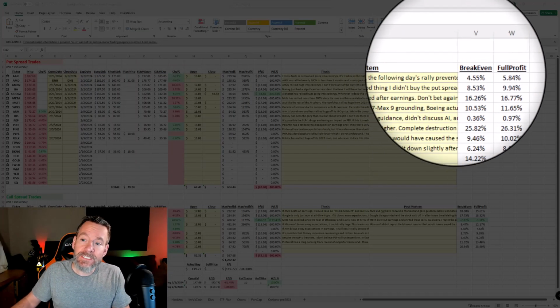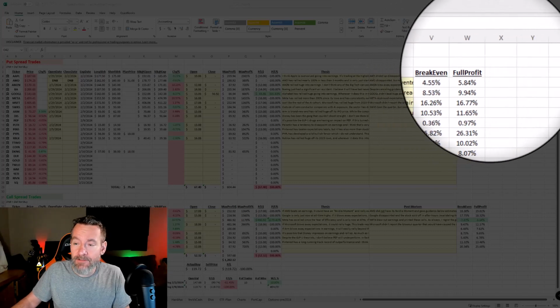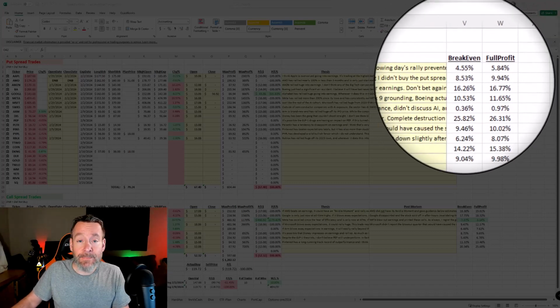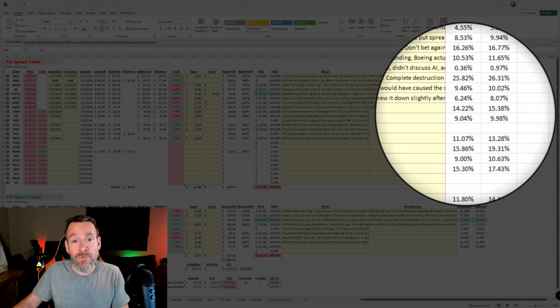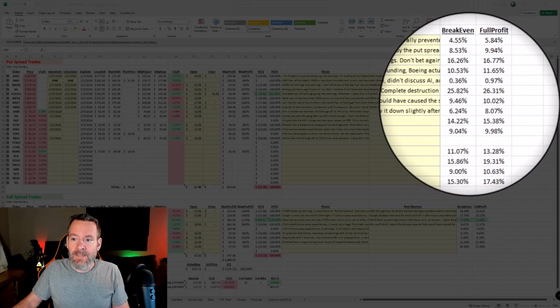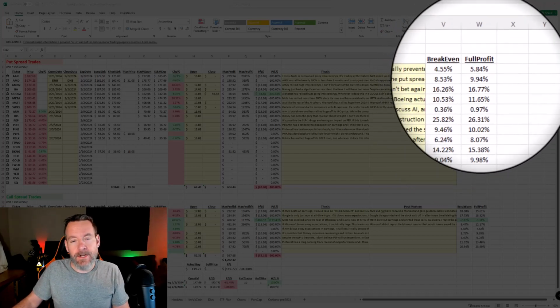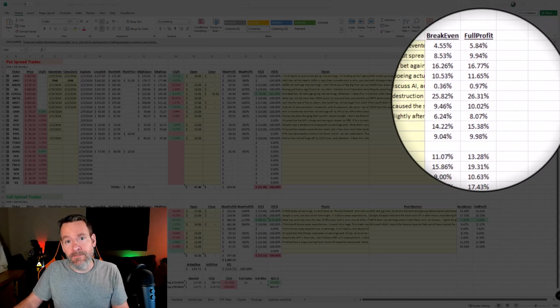And then I added two additional columns, a break even and a full profit. And what this tells me is the percentage that I need the stock price to move in order to reach break even. And then the second column calculates how much the stock price needs to move for me to have full profit in that spread.